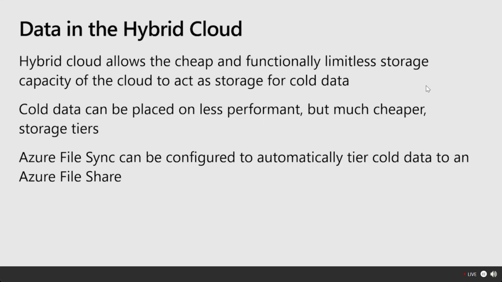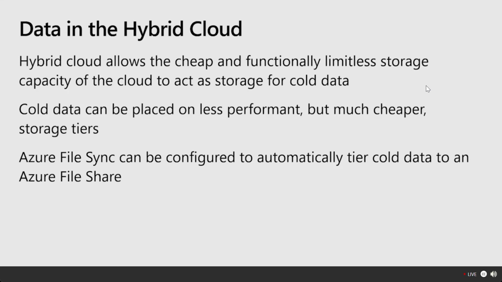In terms of data in the hybrid cloud, think about it this way. One of the ways that hybrid cloud can really make things better for you is that storage in the cloud is cheap and functionally limitless. I mean, not in reality limitless, because you can't put an infinite amount of data up there. But the cloud can act as a store for as much data as you can throw at it. You can put it on colder, slower storage, which is cheaper to keep, but you can keep a lot of it there so that you can access it when you need to.